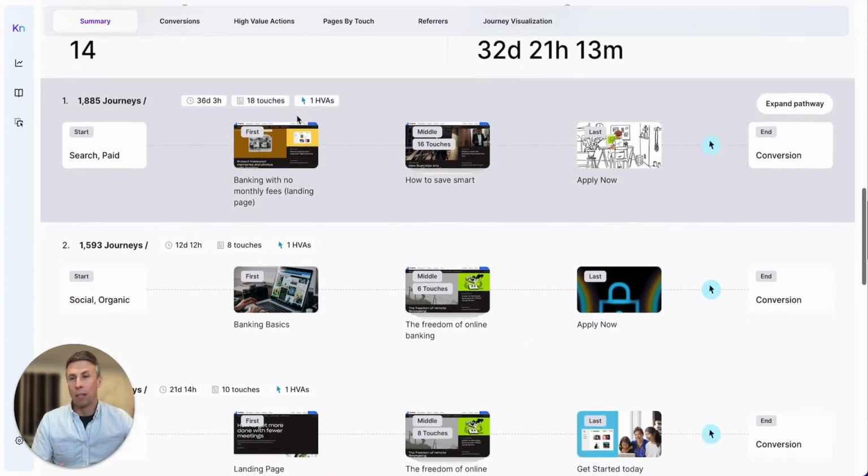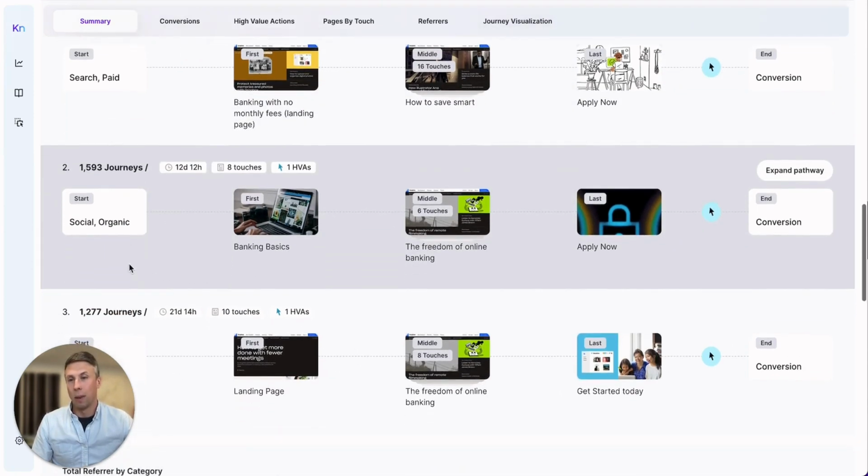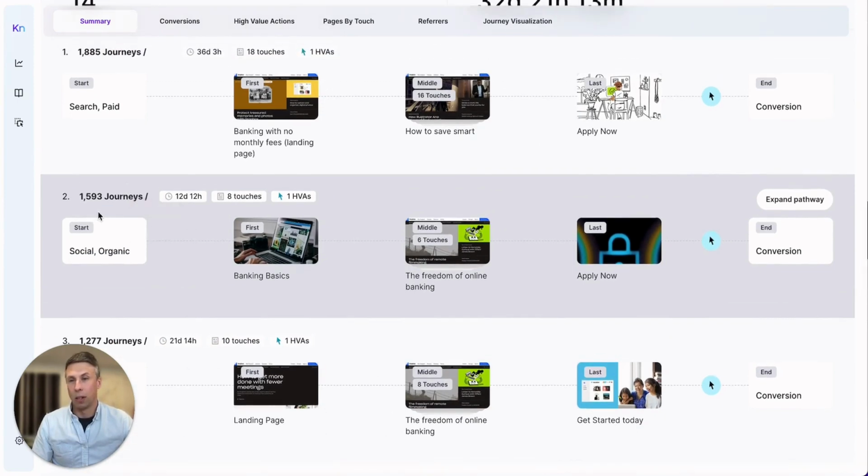We break down, in this case, the journeys that people are taking by channel. And so you can see that in this case, people that are coming in through paid search, there's 1,800 journeys that can be associated to that, but the duration is pretty long, so 36 days. And you can see what that customer behavior is where they're coming into this banking landing page, then they're going into some content, and then eventually they're going through 16 more pages and touches before they get to the conversion. Conversely, you can see people that are coming in through organic social have almost as many journeys, so 1,500 journeys, almost 1,600 journeys completed, but the duration is way shorter.